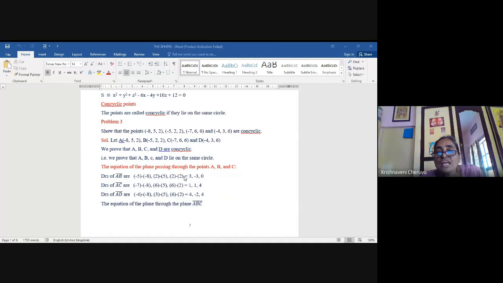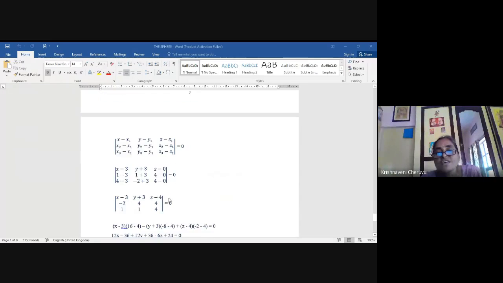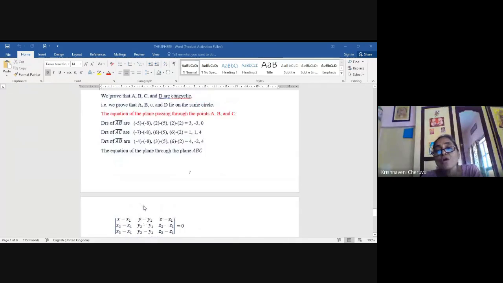Now you find out the equation of the plane. This is the formula I gave you, the equation of the plane passing through 3 points, girls. You put this and get the equation of the plane. Understood, girls? This we discussed when we were doing the plane problems, girls.